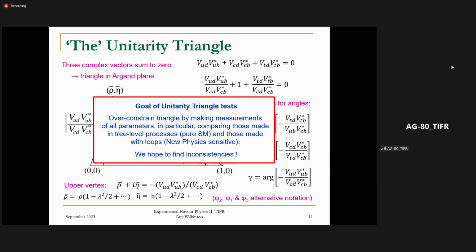We can make measurements of parameters, some of which are sensitive to tree-level processes. Those are processes where there are no virtual loops. And such processes we know should be completely dominated by the standard model, because these processes are not suppressed. But we should then also make measurements sensitive to these parameters which have loops in them. And those loops are entry points for new physics particles. If we can compare measurements of parameters made in these two manners, this is a way to probe for inconsistencies, which would signify that perhaps something very interesting is happening in those loops. There are new particles which have their own flavor structure, not described by the CKM matrix.